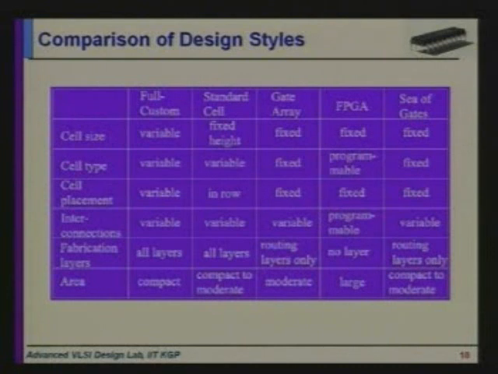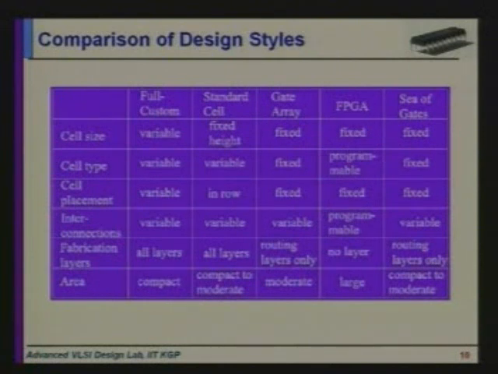So if we compare the different design styles here, in a full custom design, the cell size is variable, the cell type is variable, so any cell type can be generated, cell placement is variable, interconnections are variable, fabrication can be done in different layers, and the area is very compact, right?